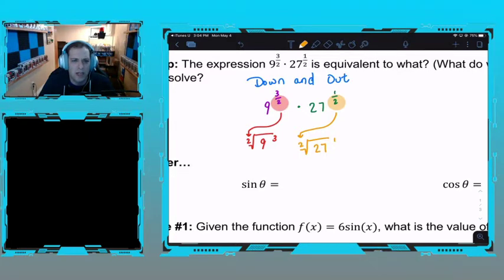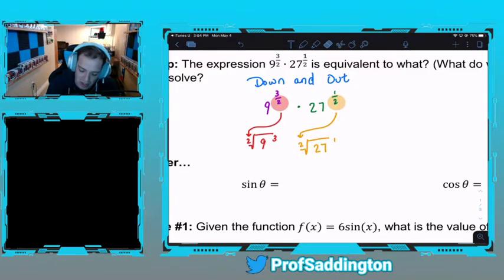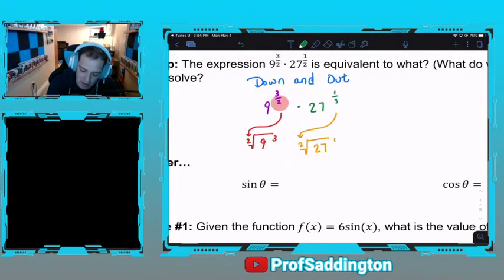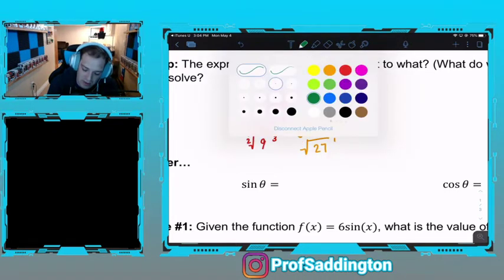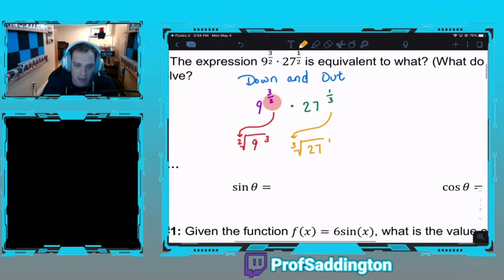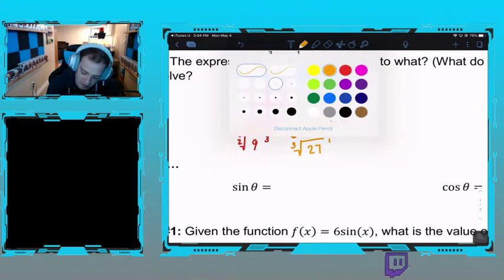And I just realized something. That's not supposed to be 1/2. It's supposed to be 1/3. I must have made a mistake when I wrote this up, so I'm going to change that real quick. This doesn't work out very nicely if I leave it the way that it is. So I'm going to change this so it is a 3. And then it's going to work out a lot nicer.